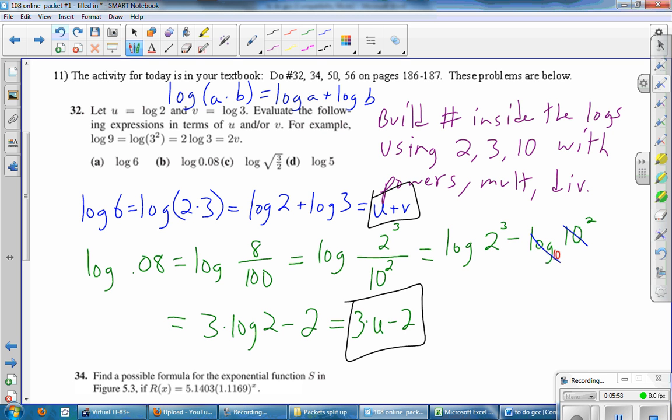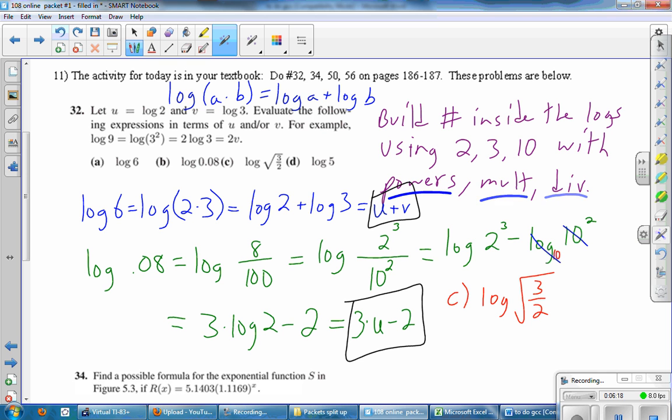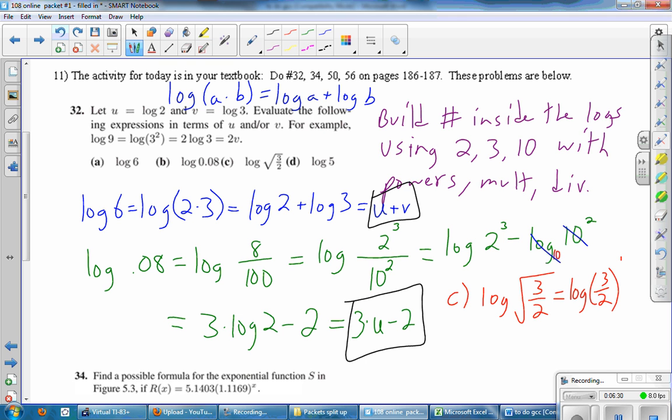All right, moving on to part C. It says log of square root of 3 halves. Okay, I see my 3 and my 2, and I see division, so the only issue here is that square root, and we need to rewrite it, because square roots are not in my list of things I can handle. I can handle division, multiplication, and powers. Square root is actually also known as one of these things. Which is it? We know we can rewrite square root using a power. So this is really log of 3 halves raised to the 1/2. Square root we know is the 1/2 power.